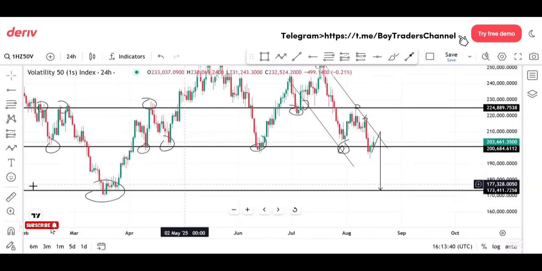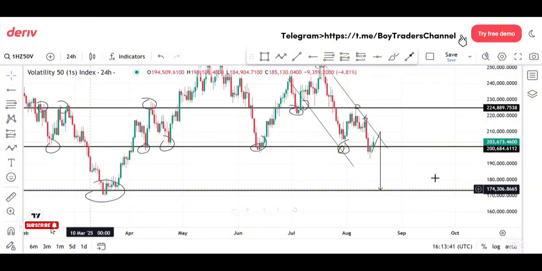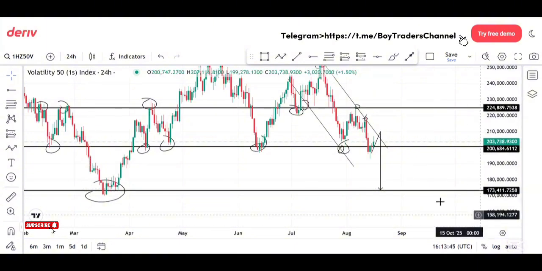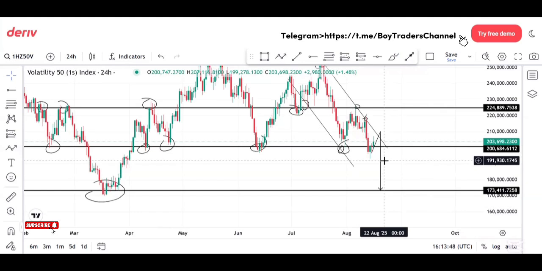So the point where price is likely to sell to is this next historical level, the level of 173,411. So that's for the daily time frame chart and structure.